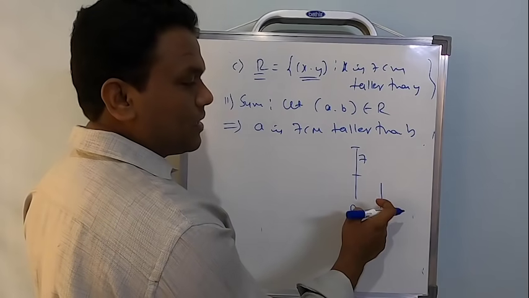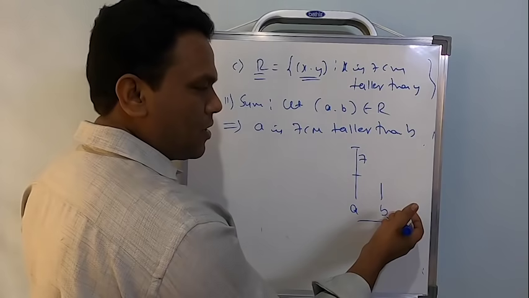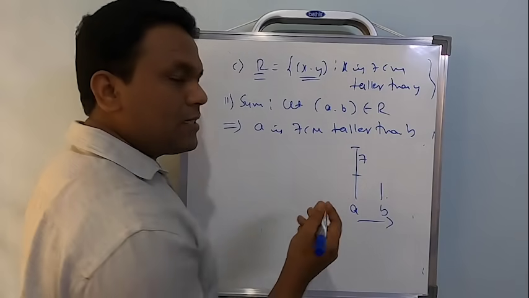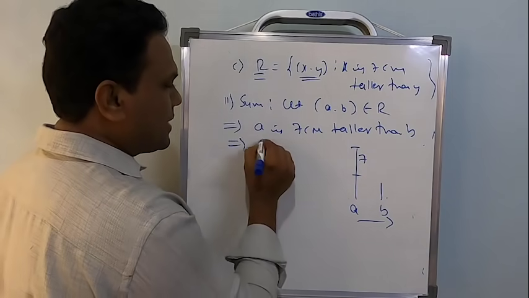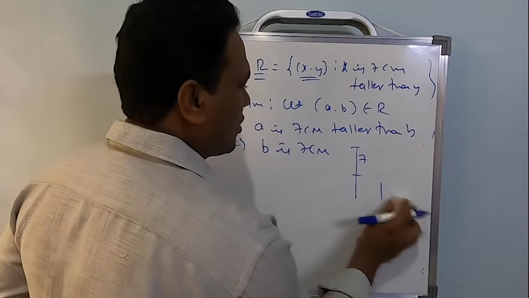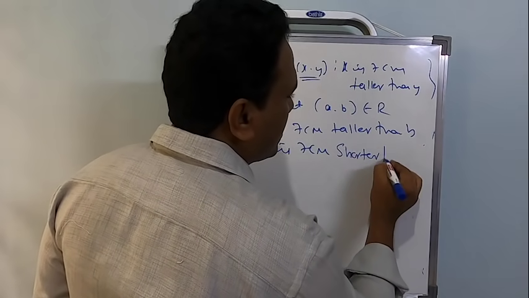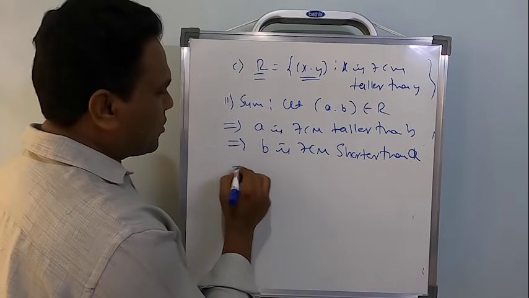Now if I read it from left to right, I will say A is 7 centimeters taller than B. If I read it from right to left, B is actually 7 centimeters shorter than A. Okay. Now this says that B is 7 centimeters, it is not taller now, it's going to be shorter than A.